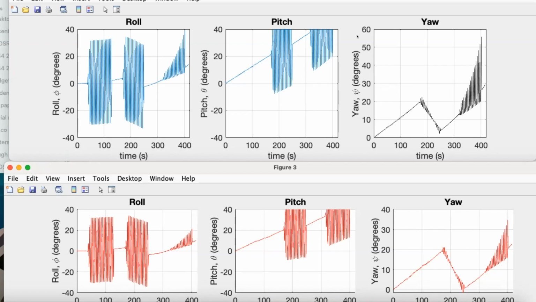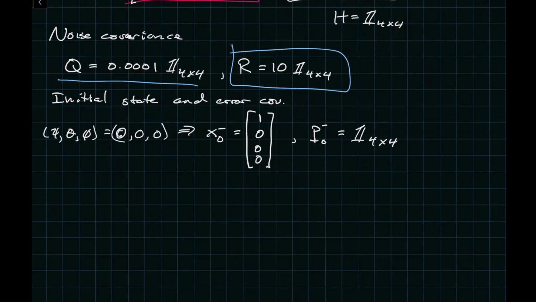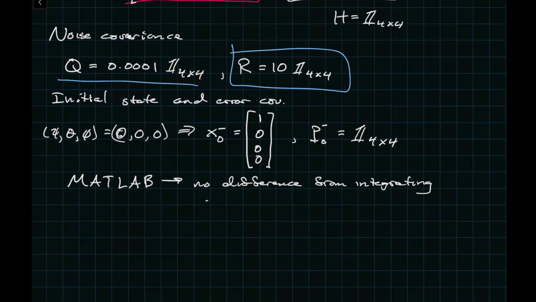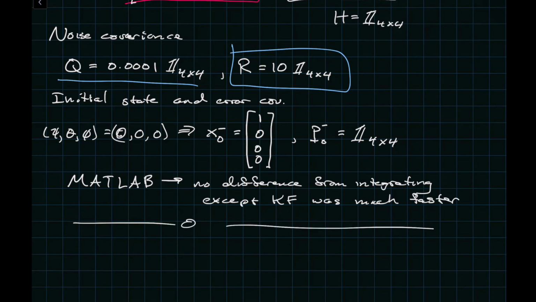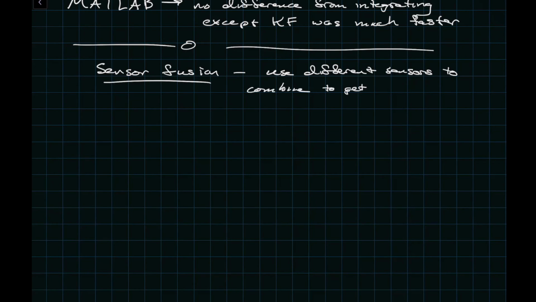Let me first tell you how the accelerometer gives us attitude data based on where gravity is. Let me switch back to here. But maybe to say what happened, we tried this in MATLAB and there was very little difference from integrating, except we might say that the Kalman filter was much faster. Let's do some sensor fusion. It means using different sensors to combine to get a best estimate.